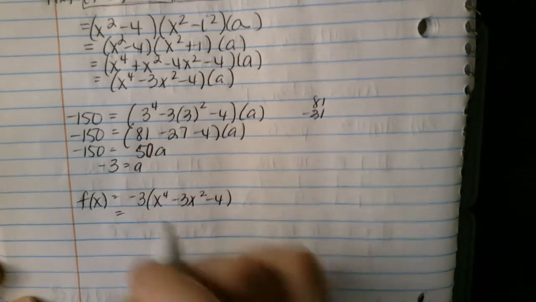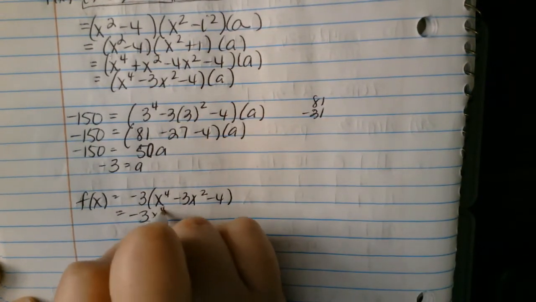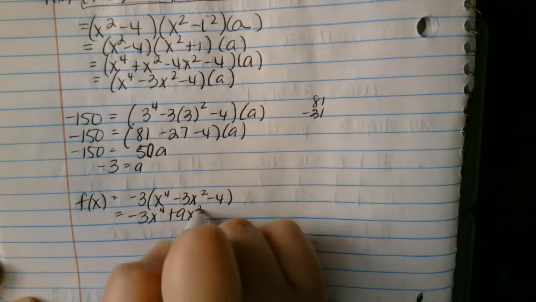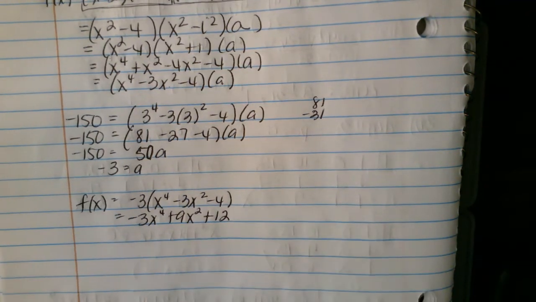Distributing that all out, we get a negative 3x to the 4th plus a 9x squared plus 12.